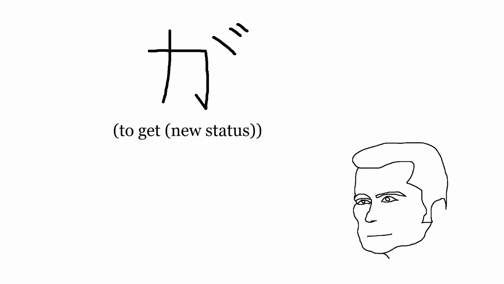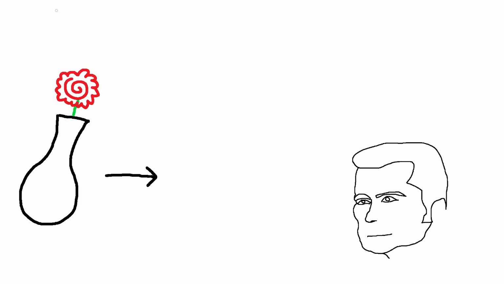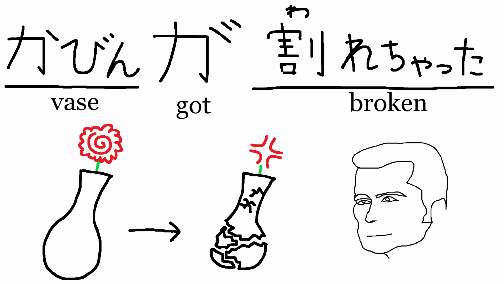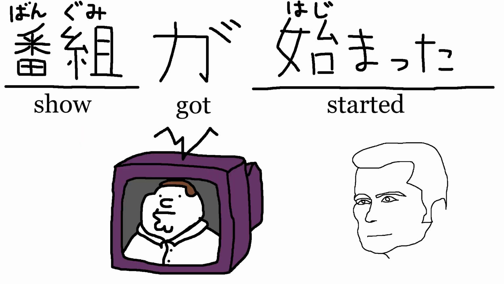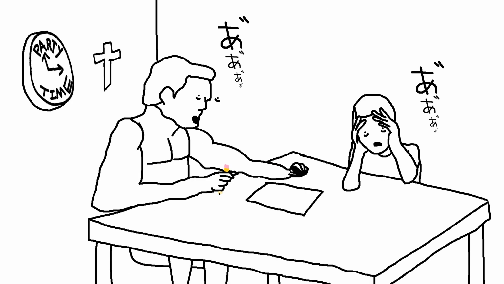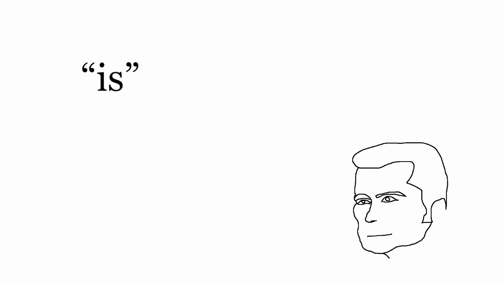Ga is kind of hard to explain. It means to get something. It's a particle you would use to explain change. For example, when a vase gets smashed, you would say kabin ga warechatta. Or when a show starts, you would say bangumi ga hajimatta. That's not all though. It also means is, in a way, to explain something's connection to something.